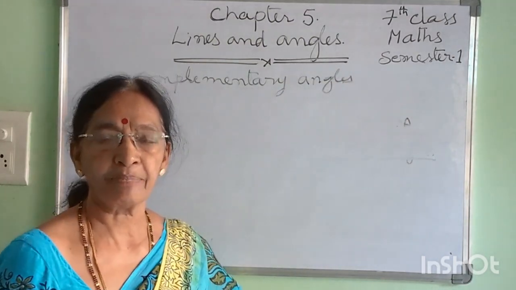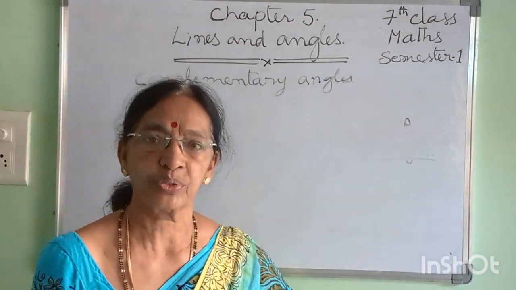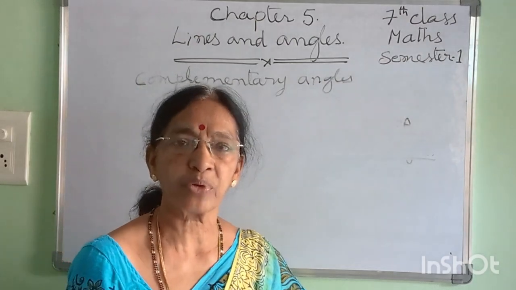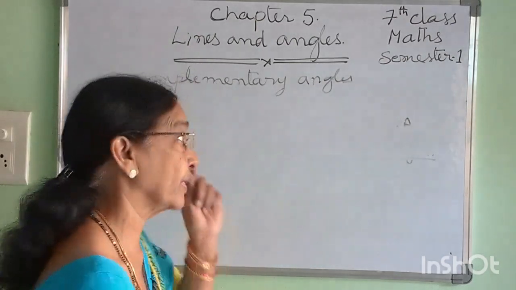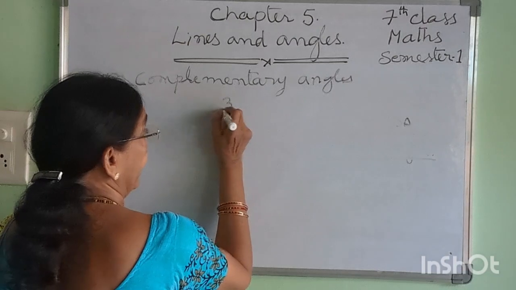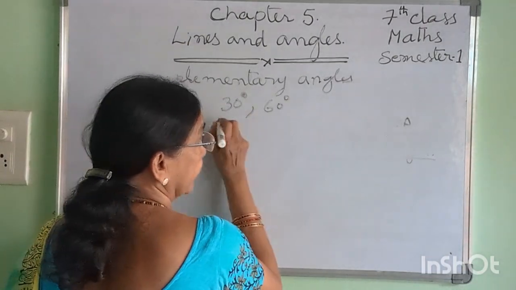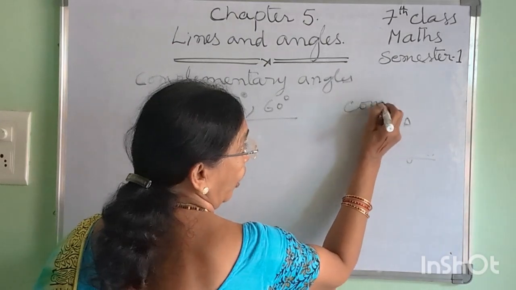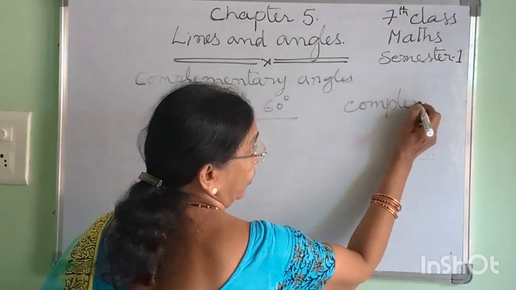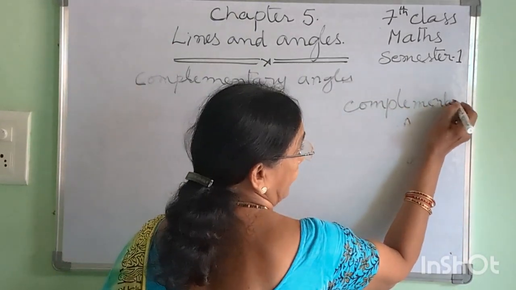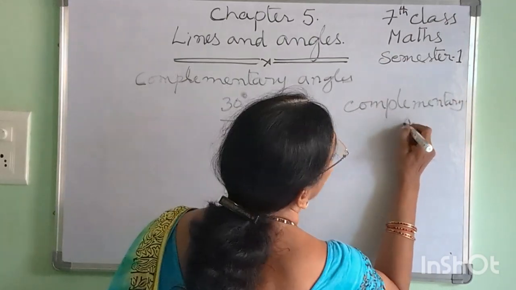Next, if the sum of two angles is equal to 90 degrees, then the two angles are called complementary angles. For example, one angle is 30 degrees and the other angle is 60 degrees. Then these two are called complementary angles.